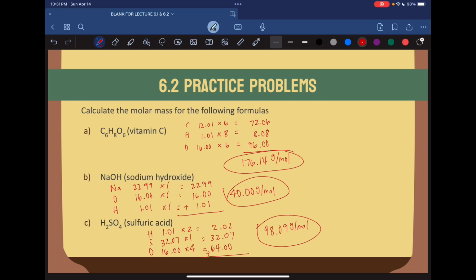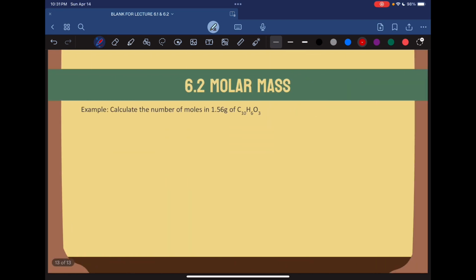Great job. And that is the rest of 6.2, except for this one problem which throws it all together. Calculate the number of moles in 1.56 grams of C10H6O3. So in order to do that, we're going to set up our conversion. 1.56 grams of C10H6O3. You draw your line. We need to know the molar mass of this compound in order to convert to moles. Because I know 1 mole will have some sort of molar mass.